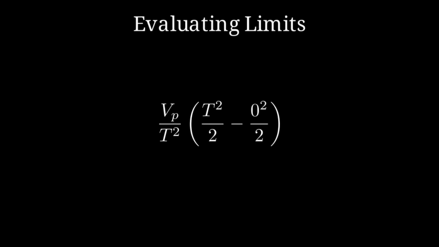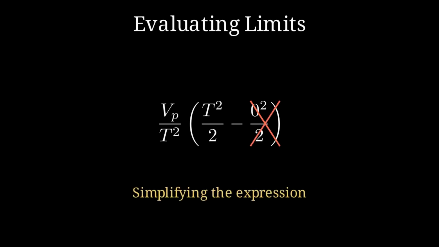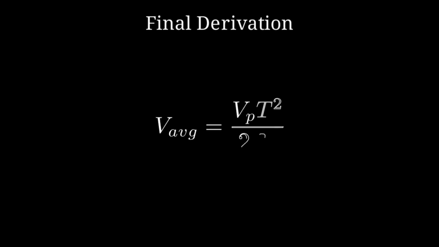Substituting the upper limit T into our expression gives us T squared over 2. Subtracting the lower limit of 0 leaves us with a clean algebraic term. Notice how the T squared terms are now positioned to cancel each other out. The T squared terms cancel out completely. This leaves us with a very simple and elegant result.